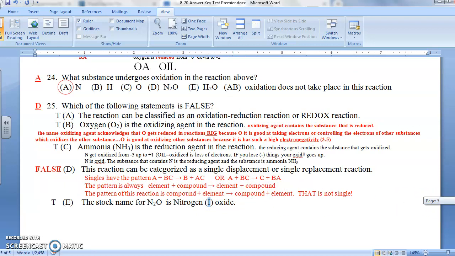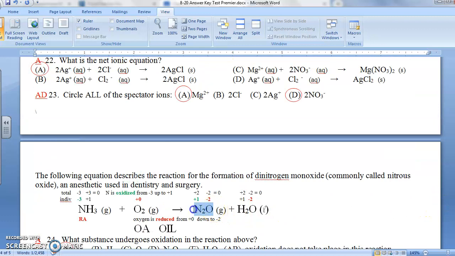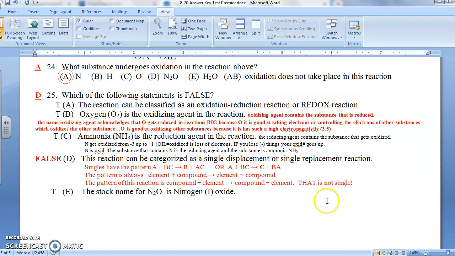When they give the stock name, in the Roman numeral, they're giving the oxidation number of the first element. So we come back up here, N2O. What is nitrogen's oxidation number? We already discussed it. It's +1. The oxygens get their number of -2, which means the nitrogens must add up to +2. We've got 2 nitrogens adding up to +2, meaning 2 divided by 2, each one is 1. The stock name would be nitrogen 1 oxide.